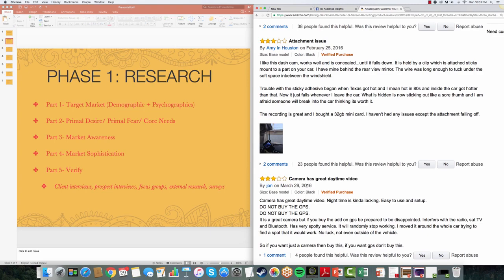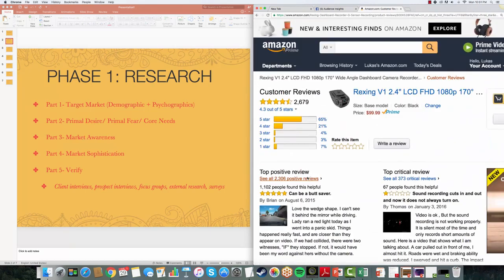So do not underestimate Amazon as a research tool as much as it is a place to go buy stuff. All the information is right here for you guys. And if you're looking specifically for buyers, for consumer-facing products, Amazon is an absolutely wonderful place to start. And oftentimes, you really don't need to go too much further than Amazon.